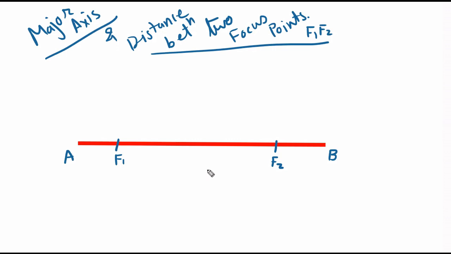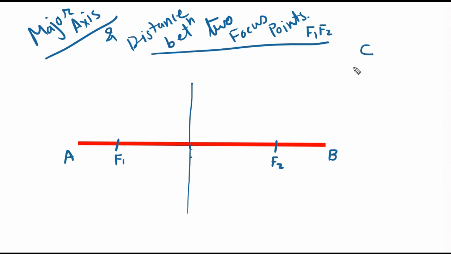Now we know that the minor axis and major axis are perpendicular bisectors of each other. So we can draw one vertical line passing through the midpoint of AB. Now consider one of the endpoints of the minor axis, which is on the ellipse. That point is point C.